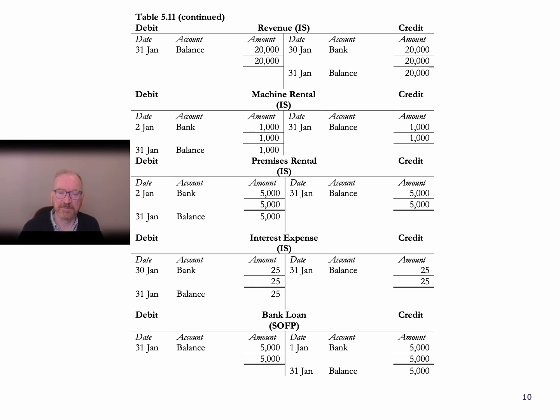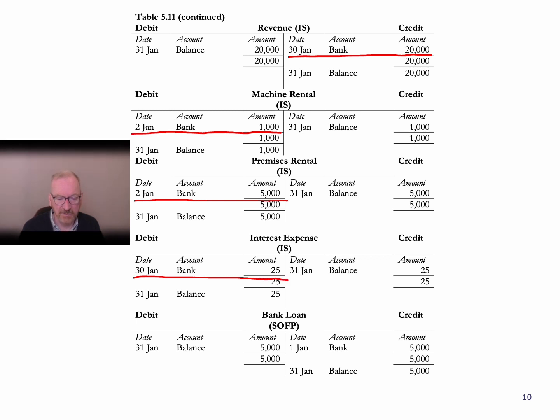So the revenue, we saw the debit to the bank. Here is the credit to the revenue account. Machine rental, we saw the credit to the bank. This is the debit to the machine rental account. Again, the same thing for premises rental. Interest, we saw the credit to the bank. This is the debit to the interest expense.